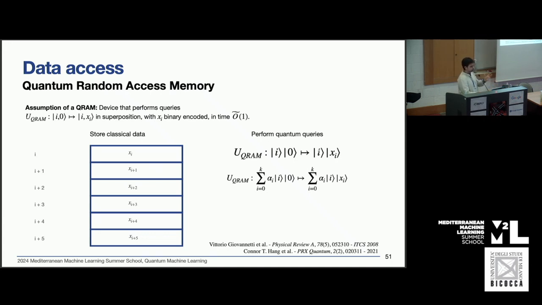And the quantumness of this memory is that you can query these addresses in a superposition. So if you prepare a state that is in a superposition of addresses, you get a superposition of values, which are entangled to the corresponding index or address. Okay.